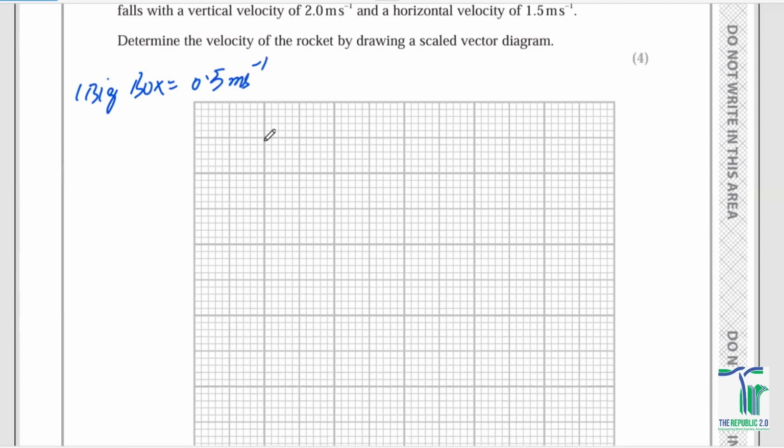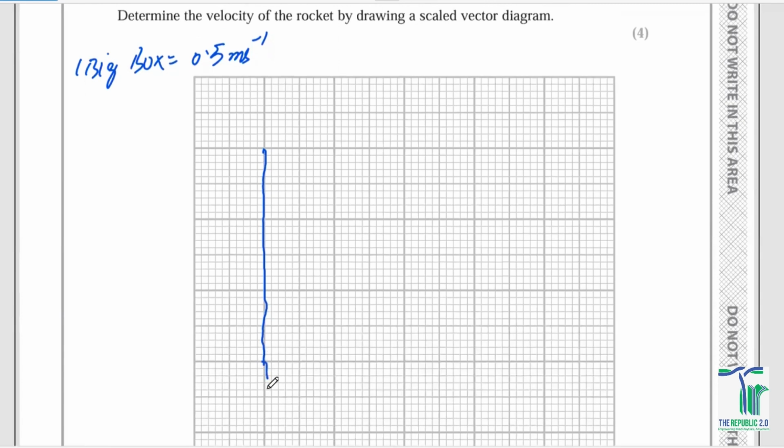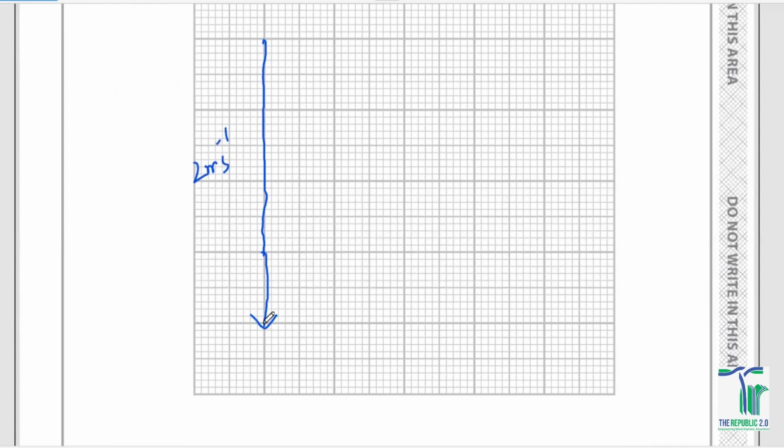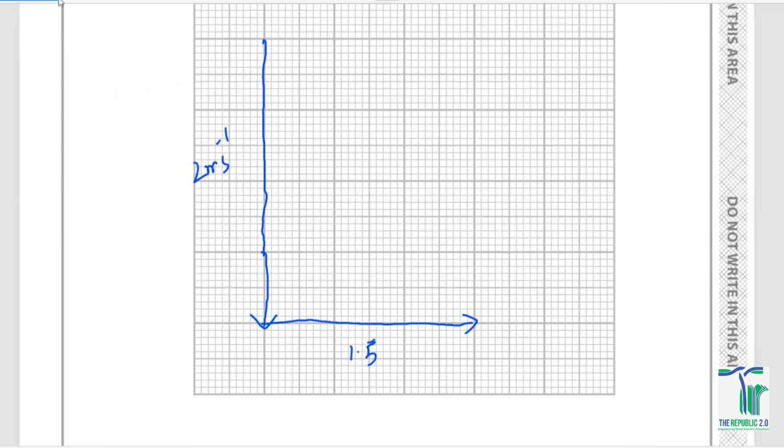So I'm just going to draw a line, since the body is moving downward with a velocity of 2, so 1, 2, 3, and then it's going to be 4. So that is the downward velocity, which would be 2 meters per second. And then after this, you've got 1.5 meters per second. 1.5 would be somewhere over here. This is 1.5. And now this is going to be the resultant vector.